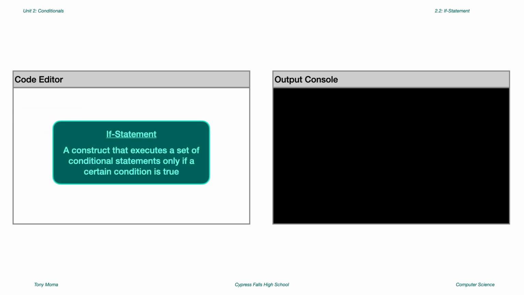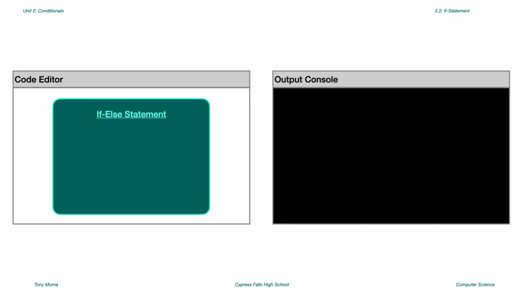So, quick review. An if statement is a construct that executes a set of conditional statements only if a certain condition is true. If the condition is false, then it does nothing, and the Python interpreter will simply move on to the next statement. While this may be good enough for some applications, for other applications it may not be. For other applications, we may also want a certain set of statements to get executed if the condition is false. To achieve this, we'll need an if-else statement.